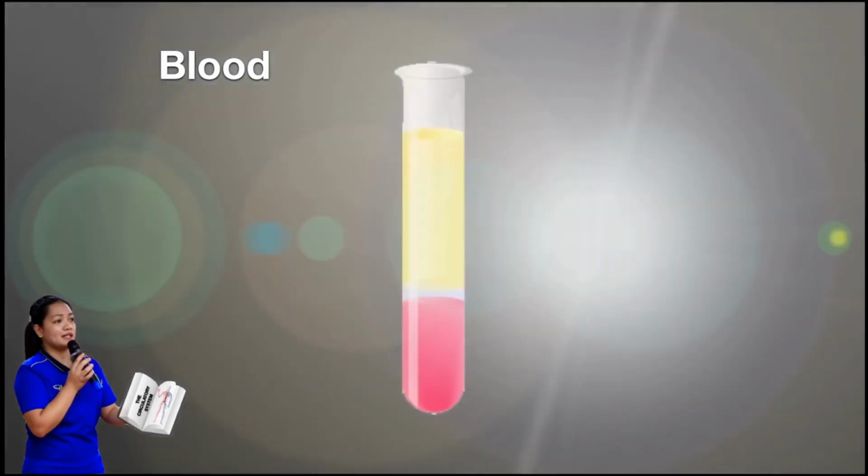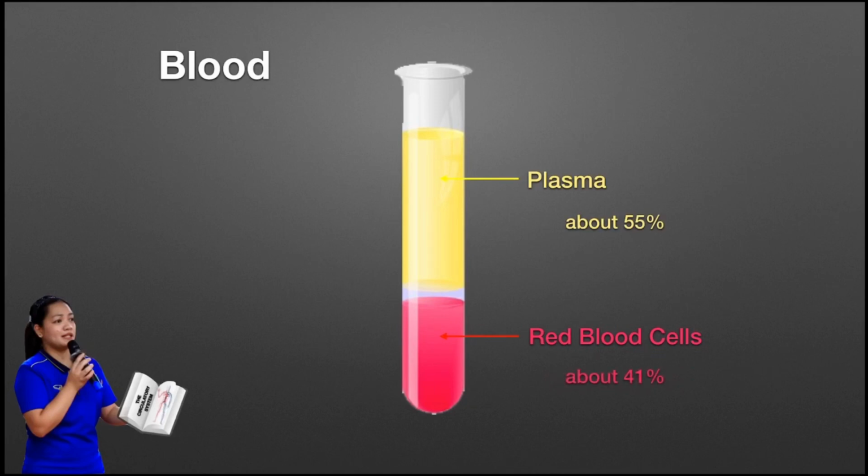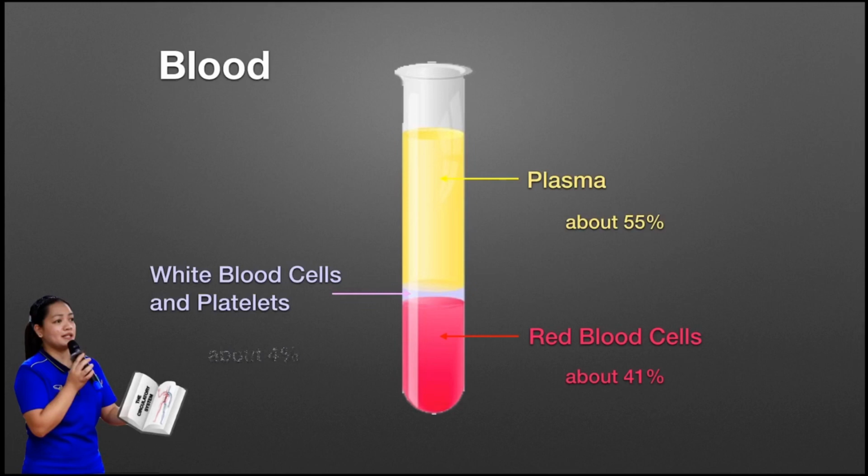The blood is composed of about 55% plasma, 41% red blood cells, and about 4% white blood cells and platelets.